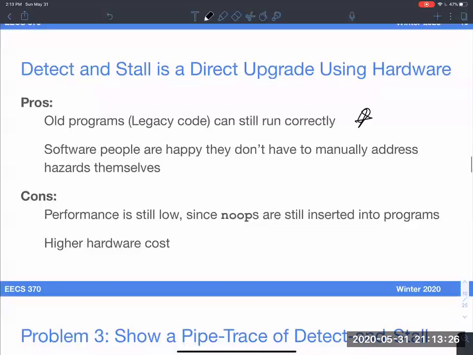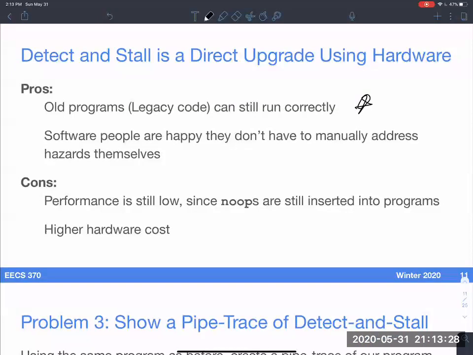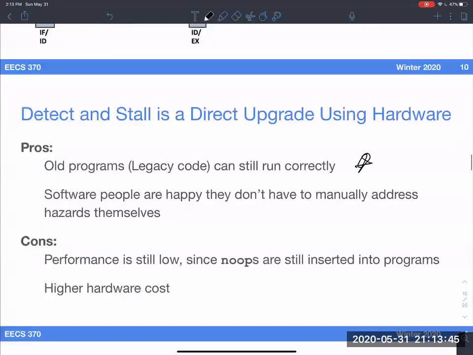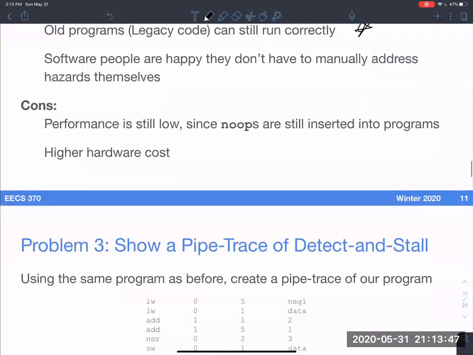One of the cons is performance is still low because we insert no-ops into the program. We still have to insert these. Even though we're not inserting them at the assembly level, we're now inserting them at the hardware level. And then finally, we have our higher hardware cost. Because now we're adding additional hardware like this, our CPU is more expensive to manufacture.